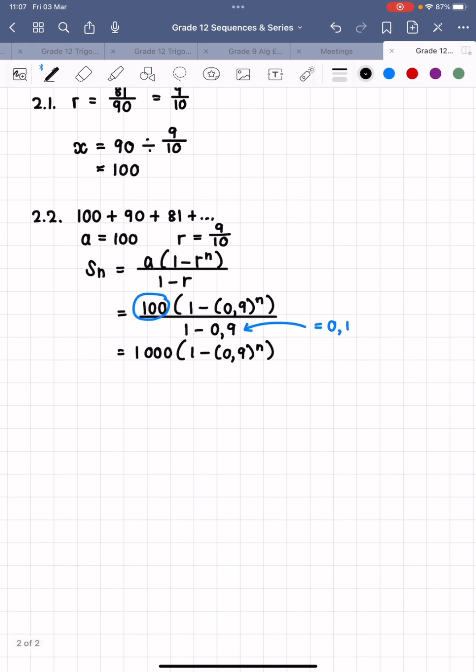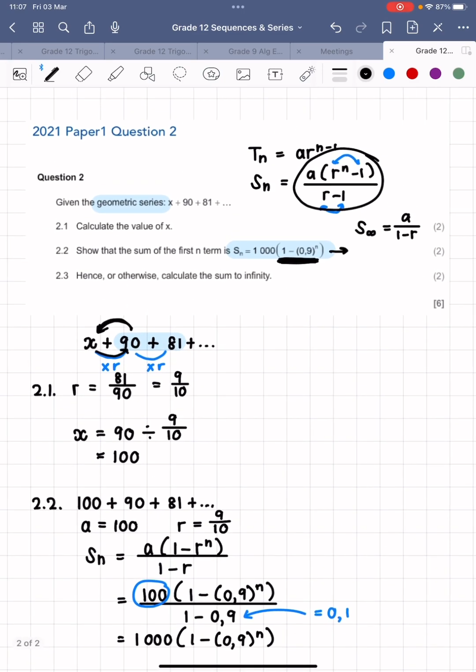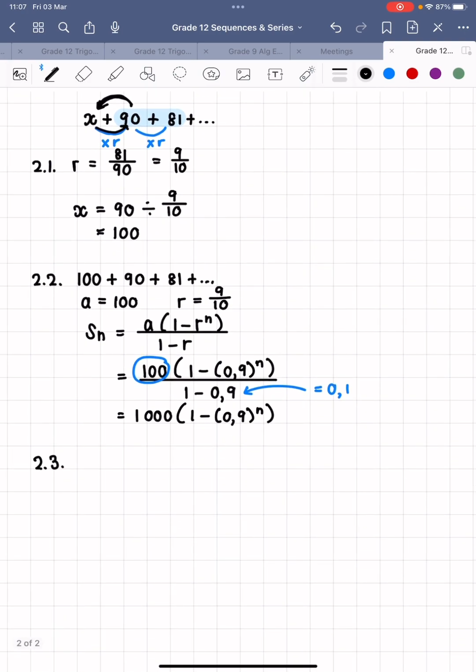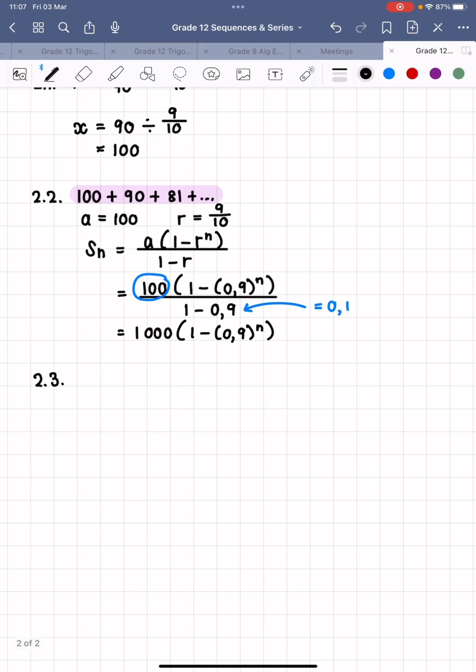Okay, wonderful. In 2.3, the question is now saying, hence or otherwise, calculate the sum to infinity. Now, hence or otherwise means that you can use your answers from the previous questions, or otherwise means that if there's another way of doing it, you don't actually have to use the answers that you've got. But what we are going to need, guys, is we're going to need the actual number pattern, right? 100 plus 90 plus 81. We are going to calculate the sum to infinity of that number pattern.